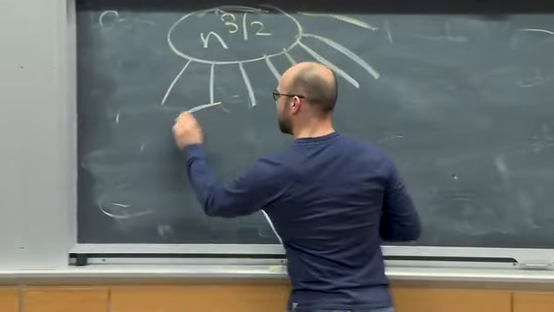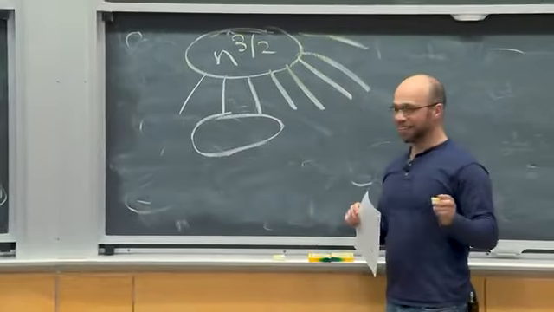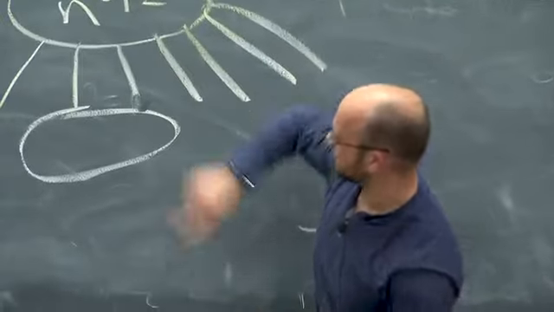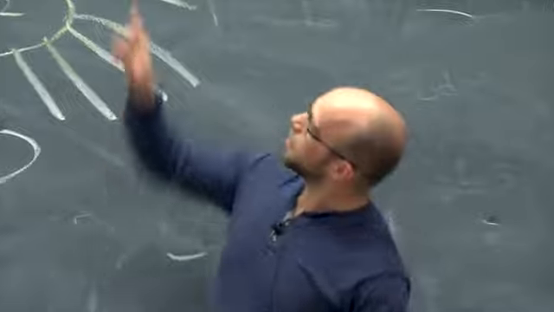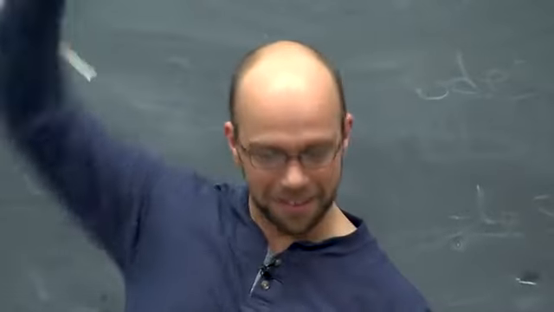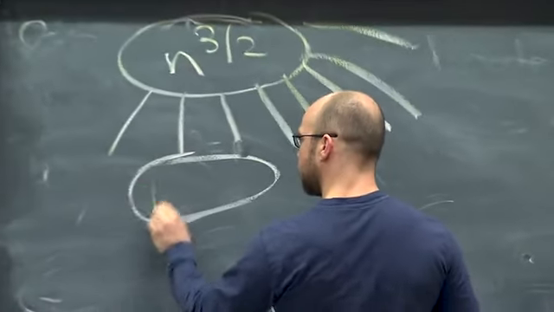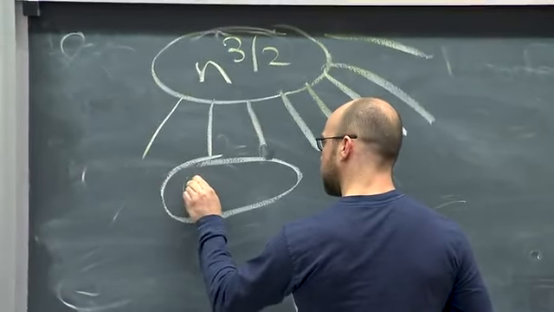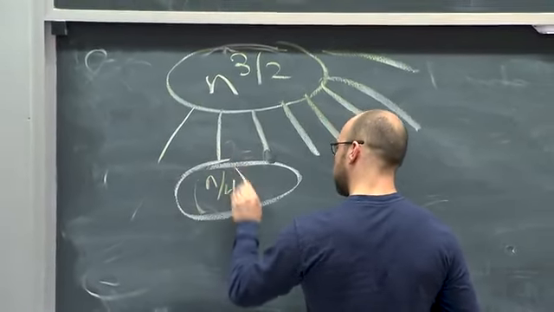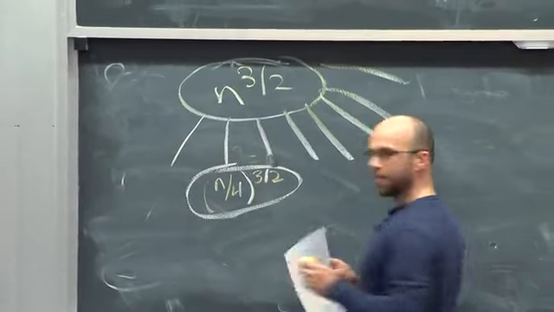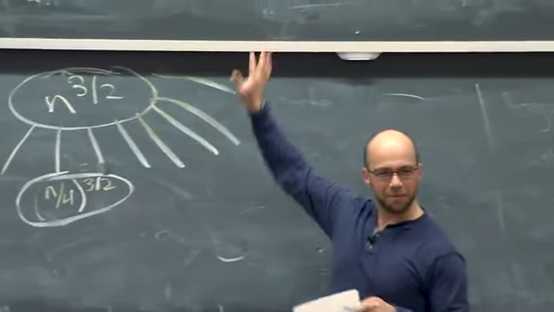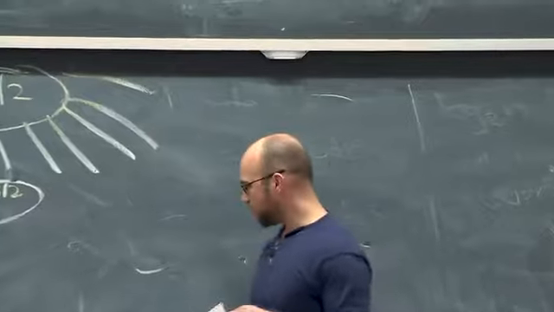OK, and each one of these guys, I'm only going to do one level of these. By the way, that should not be connected. How much work does each do? Well, remember that it's divided by 4 here, so it looks like n over 4 to the 3/2. Does that make sense, how we got this picture from our recurrence?